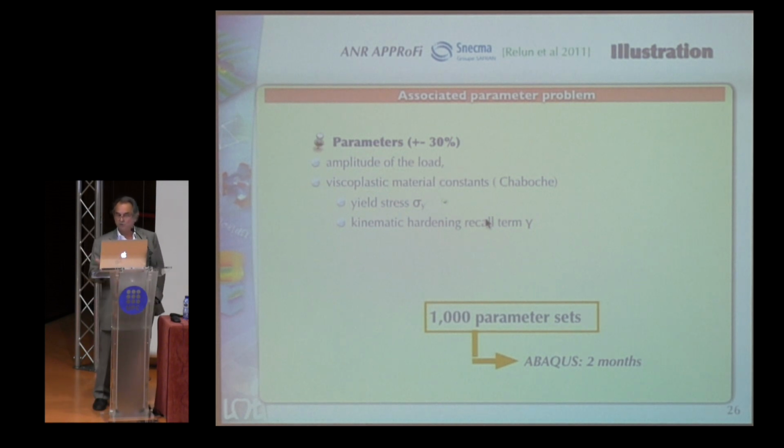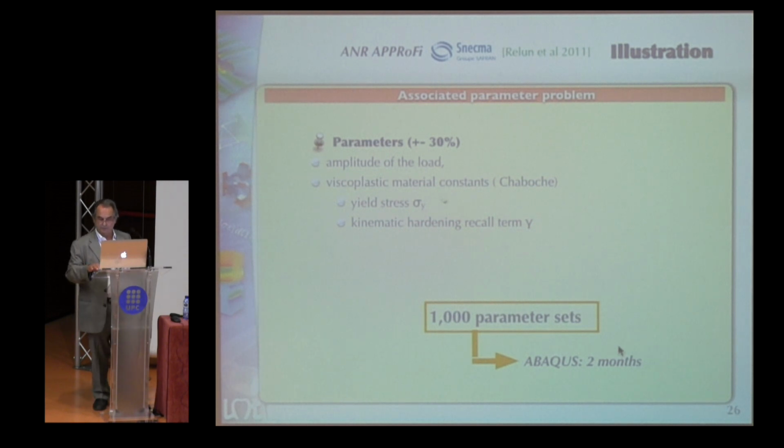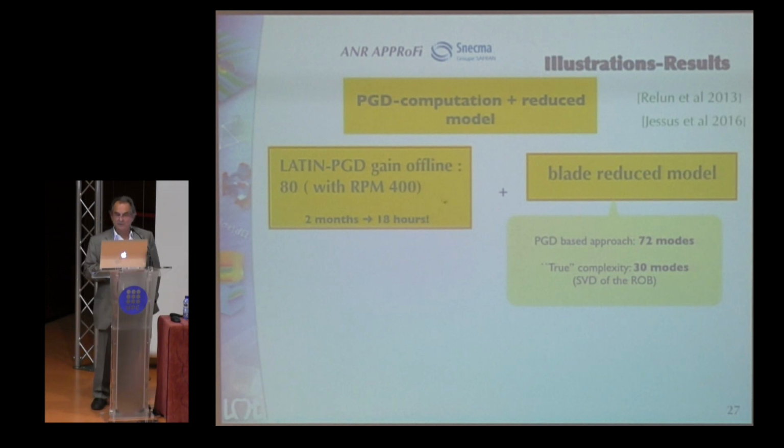Here we use the Chaboche law for viscoplasticity. We take 10 discretization points per parameter, so we have to compute 1,000 parameter sets. And with Abaqus, it is 2 months. With the Latin PGD, yes, the gain for the computation offline is 80. So 2 months become 80 hours. If I use an additional hyper-reduction technique, this gain becomes 400.